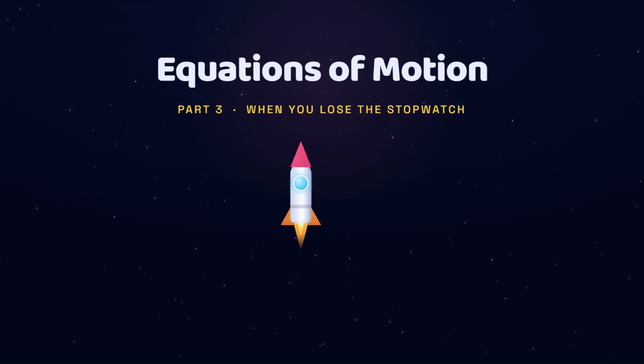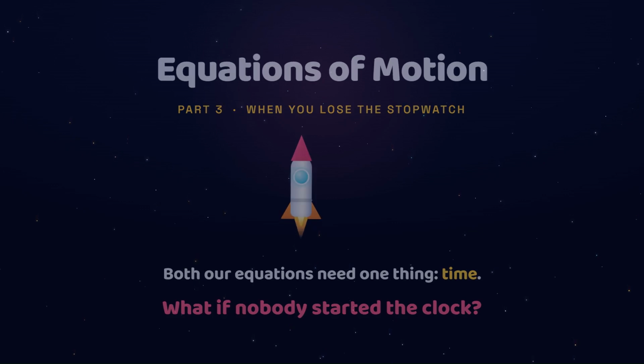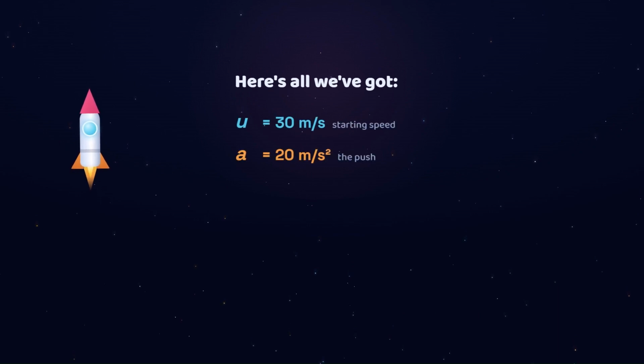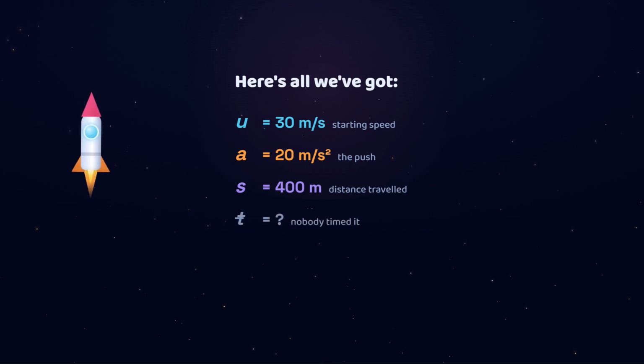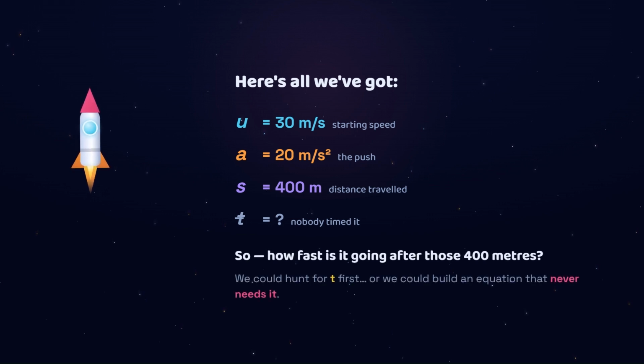Both of our equations so far need one thing: time. But what if nobody started the clock? Here's everything we've got. The rocket starts at 30 meters per second. The boosters push at 20 meters per second squared. And it travels 400 meters. But the time? Nobody measured it. So how fast is it going after those 400 meters?